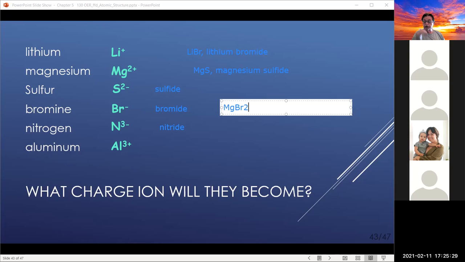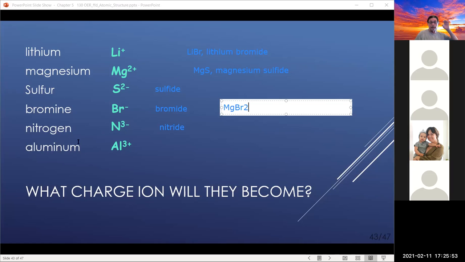And that is the formula, and there's a subscript of 2. Remember way back when we said when atoms come together, they come together in whole numbers, either 1, 2, 3, 4, 5. Well, here to make magnesium bromide, I need 2 bromides for every magnesium ion, because the magnesium ion has a +2 charge.